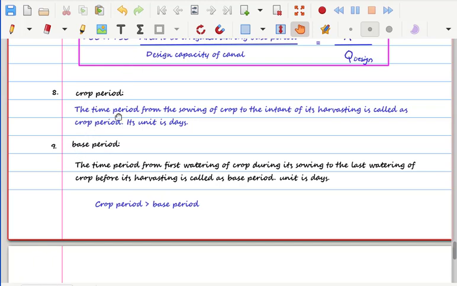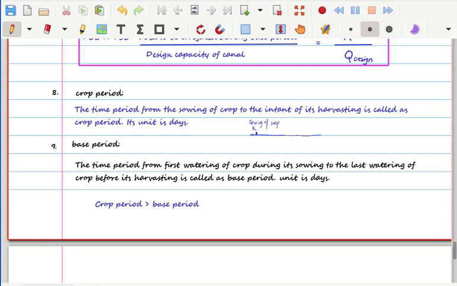So crop period is the time period from the sowing of the crop to the time of its harvesting, and its unit is days. Let me give you an example. Like this is the field, right? In this field, the first thing I will do is put the seeds for the sowing of the crops. Sowing of crops, right? This is the first step.